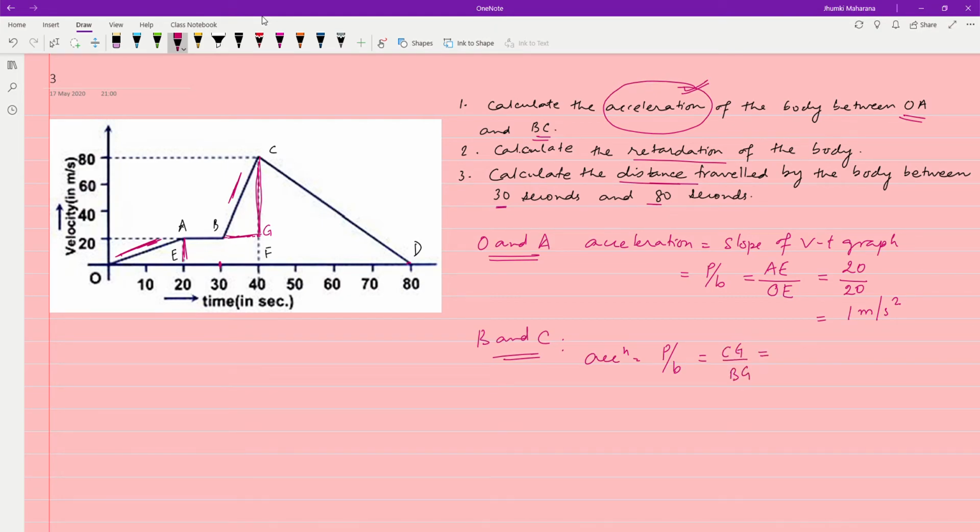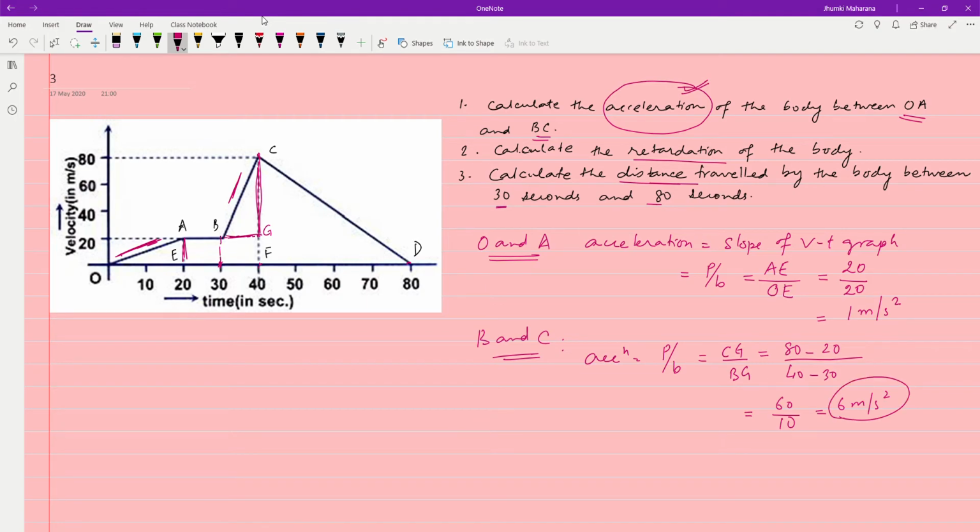What is the length of CG? C corresponds to 80, G corresponds to 20. So it is 80 minus 20 divided by, what is BG? This is 40 minus 30. So we get 60 by 10. So here it is 6 meter per second square.